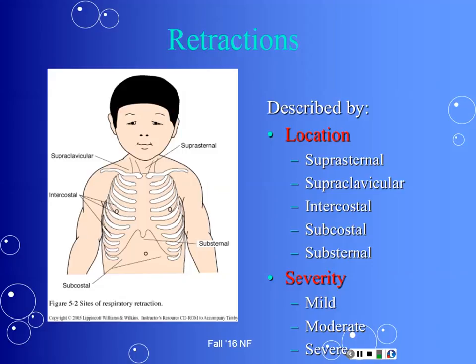When you're looking at intercostals, subcostals, a lot of times that's with lower airway. So it kind of helps you know what's going on, but it lets you know where they're having problems getting air movement through.